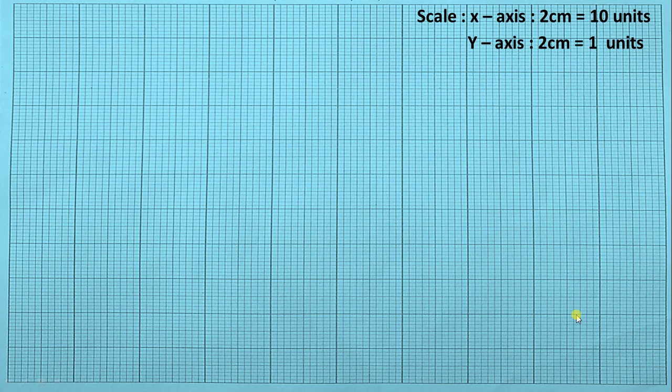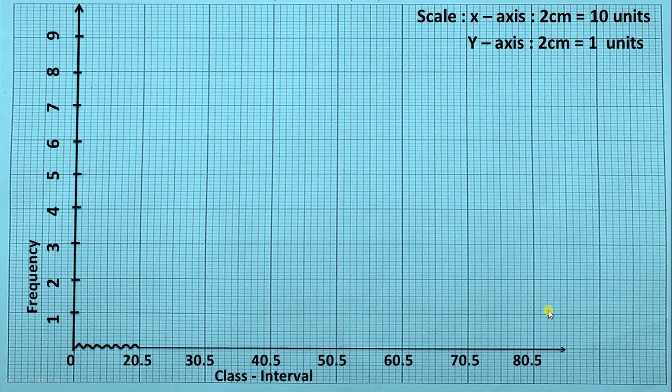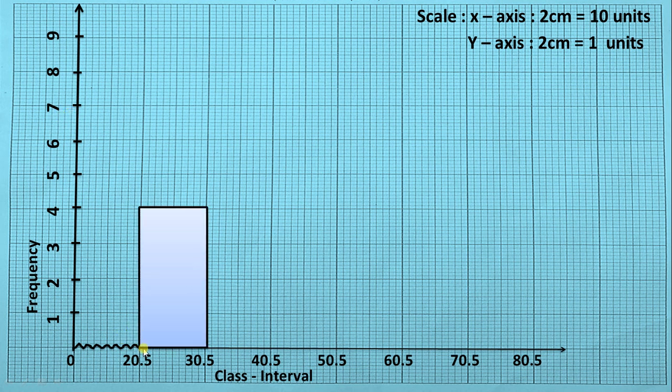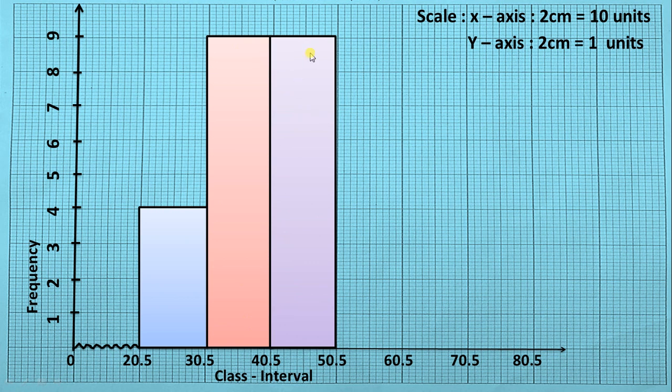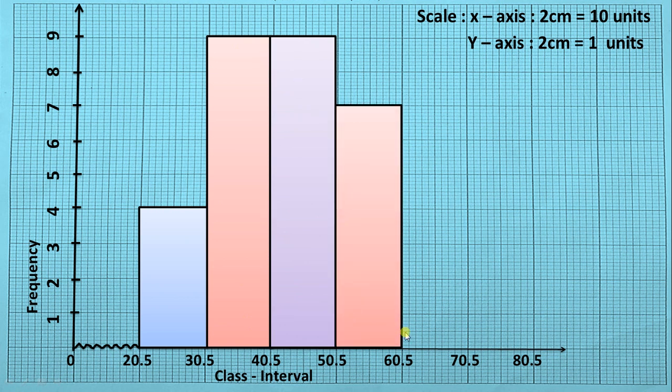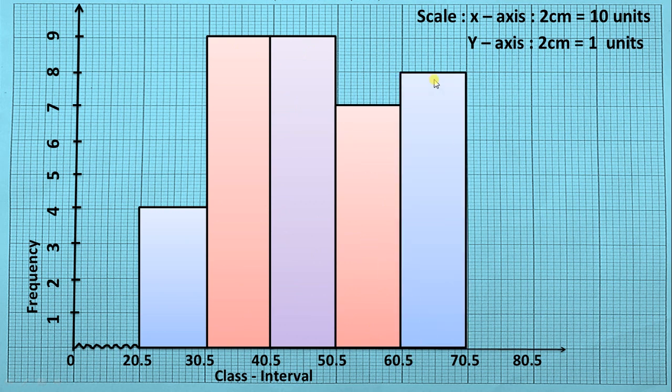First, let us draw a histogram. Here the values are taken as 2 centimeter is equal to 1 unit. Why? Because the values are very much simpler. 20.5 to 30.5 it is 4, 30.5 to 40.5 it is 9, 40.5 to 50.5 it is 9, 50.5 to 60.5 it is 7, 60.5 to 70.5 it is 8, 70.5 to 80.5 it is 3.